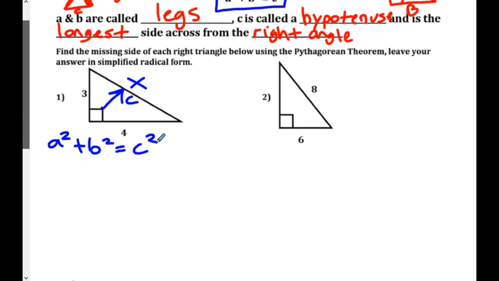I'm going to let A be 3. I'm going to let B be 4. And then C is X. So let's write it out. 3 squared plus 4 squared equals X squared. I am going to solve for X. Now, do I know what 3 squared is? And do I know what 4 squared is? I hope you do. If you don't, your calculator can help you out. 3 squared is 9. 4 squared is 16.